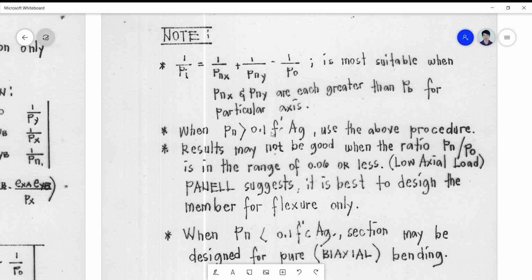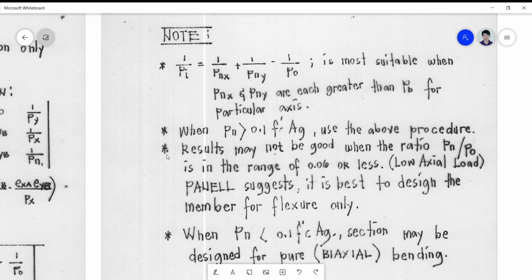So when Pn is greater than 0.1 f'c Ag, you can use the above procedure. So this answers your question: how small and how large will Bressler be accurate? This is one of the suggestions of the author: at least you have 10% of the ultimate strength of your concrete. But again, a lot of questions will come into your mind if you are already an experienced designer.